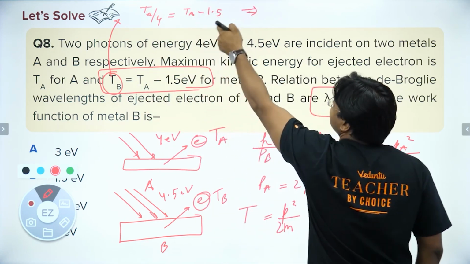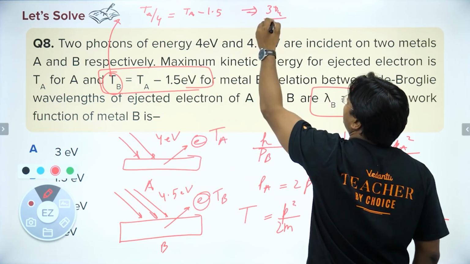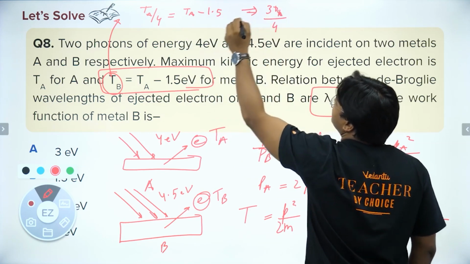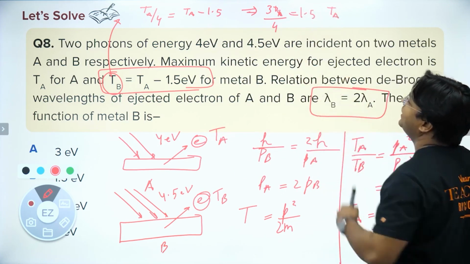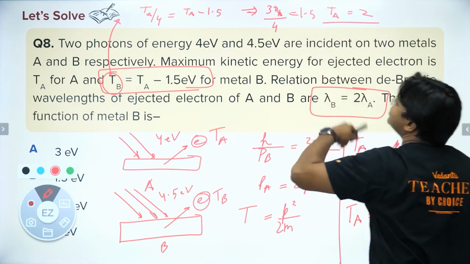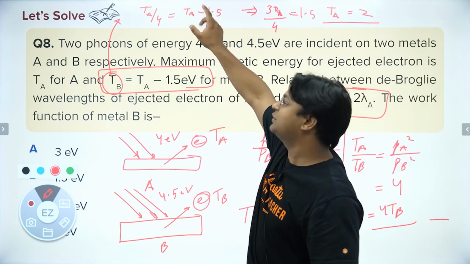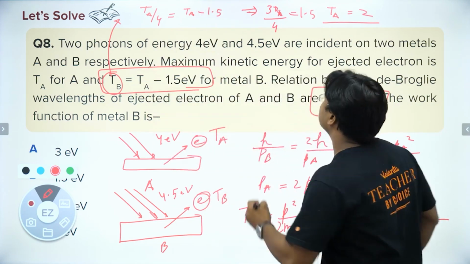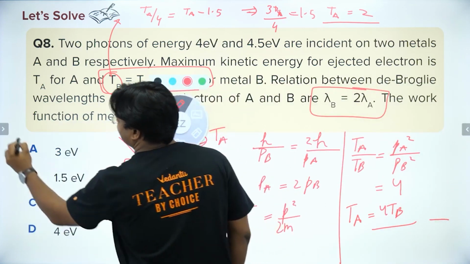On solving this, what will I get? This will become 3 TA by 4, and 3 TA by 4 is equal to 1.5. Which means TA is 2. So if TA is 2, TB will be TA minus 1.5, so TB is 0.5. Okay, so we have obtained the value of TB.